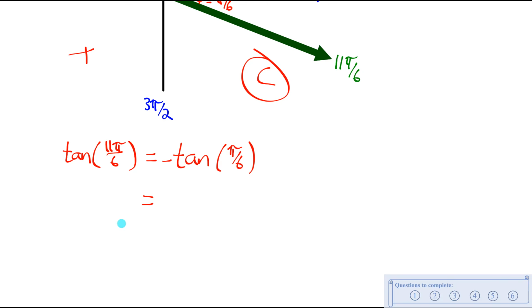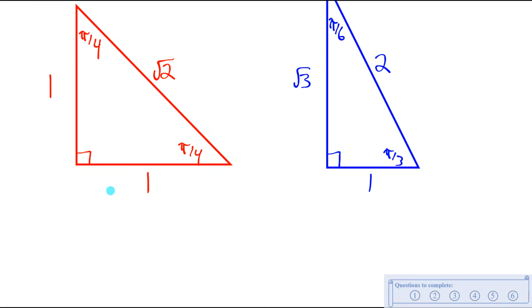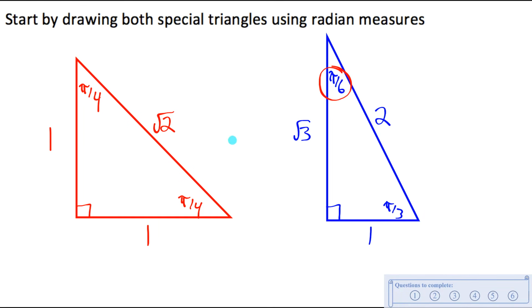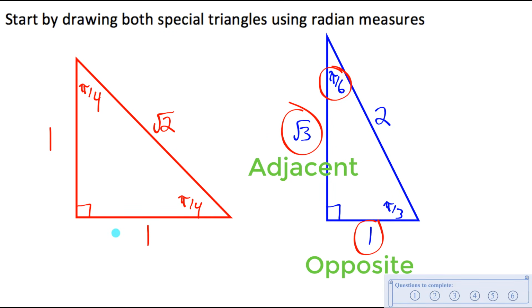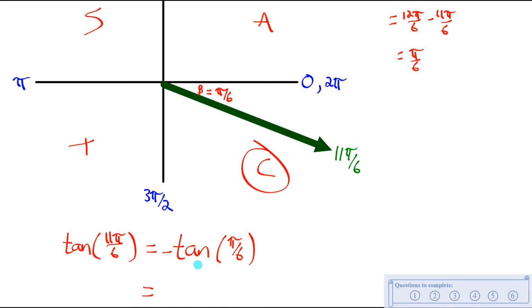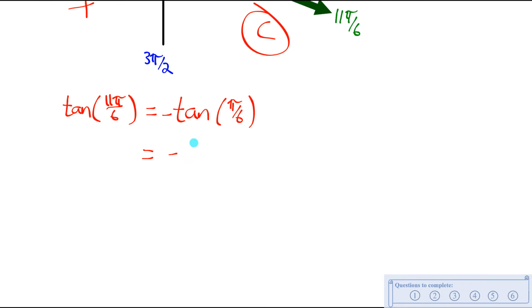And what's tan of pi over 6? Well, remember our special triangle. Tan of pi over 6, well, here's a pi over 6 reference angle. Tan means opposite over adjacent. So tan of pi over 6 is 1 over root 3. That means negative tan pi over 6 is negative 1 over root 3. And we could rationalize the denominator. Multiply top and bottom of this by root 3 to get that root 3 out of the denominator, and we would get negative root 3 over, well, root 3 times root 3 is root 9, which is just 3. So tan of 11 pi over 6 equals negative root 3 over 3.